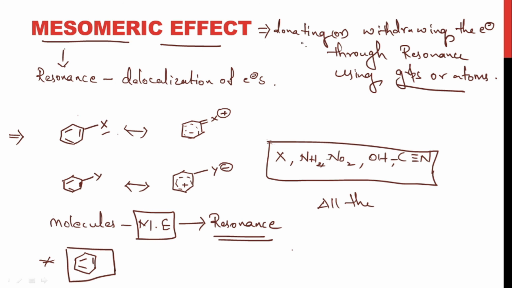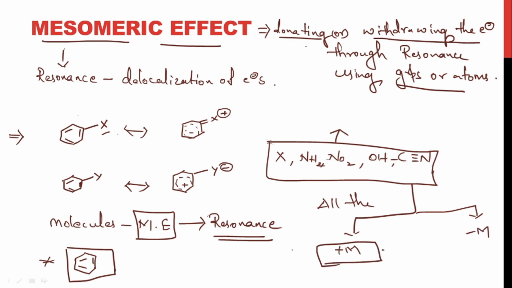There are two categories of groups. Either they can be donating the electrons through resonance or they can be withdrawing the electrons through resonance. So, based on this category, the groups which are involved in mesomeric effect are classified into two types, plus M groups and minus M groups, right? The plus M groups are donating electrons to the resonating system. And the minus M groups are withdrawing the electrons from the resonating system, right?